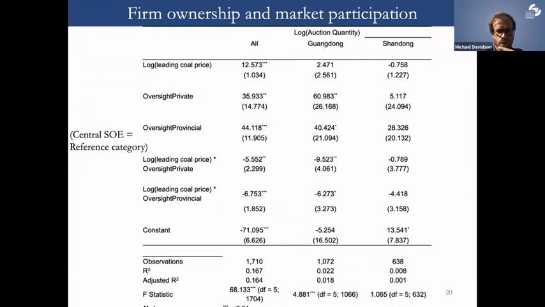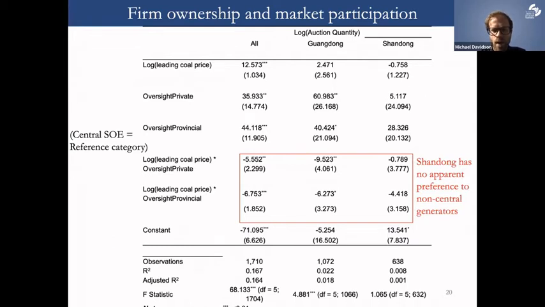So here are the results. For each of these, we have an oversight category, and the central SOE is the reference category. I just want to draw your attention to these results here, the interaction terms, where we find that in Shandong we don't seem to find any statistically significant differences among the different oversight levels and their response to coal prices. That is, private firms, provincial firms, central firms all seem to respond similarly to changes in coal prices. On the other hand, Guangdong shows a very clear difference in the response to coal prices relative to the central state-owned enterprise, which could indicate that you have market design issues that are differentiating based on ownership, and or possibly firm bidding behavior is different among these entities.